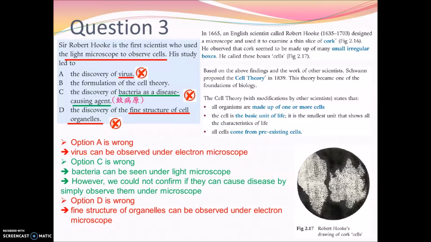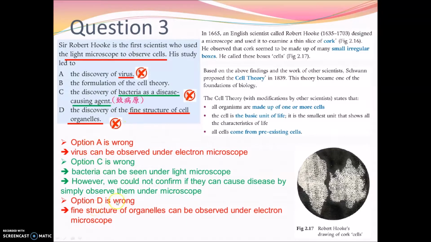All organisms are made up of one or more cells, and the cell is the basic unit of life, and so on. That's the concept of cell theory. So B is the answer already. But I would like to spend some time explaining why A, C and D are wrong. A and D are in one group, so I highlight them in red, and C is the other group, so I highlight it in green.